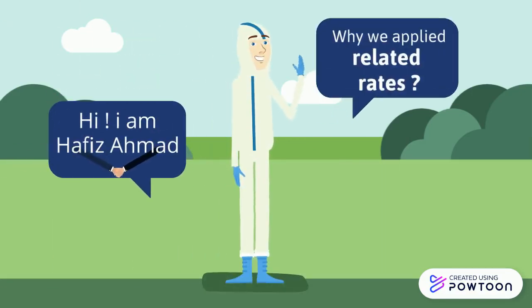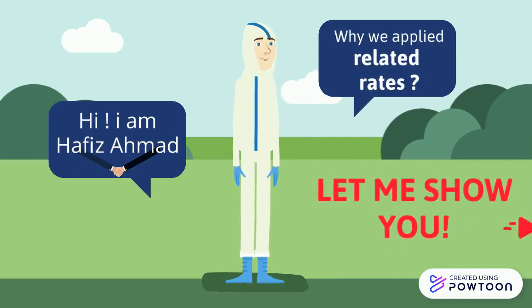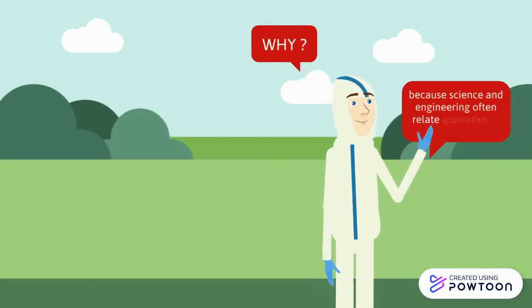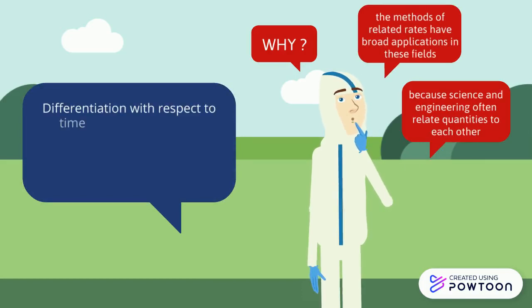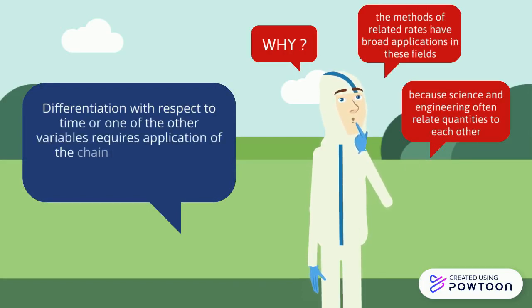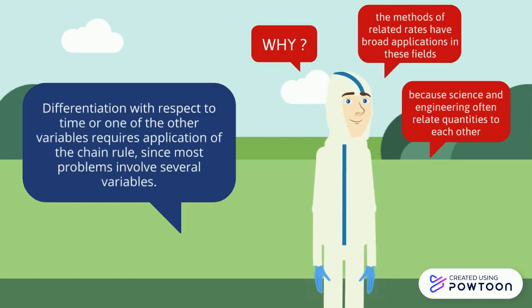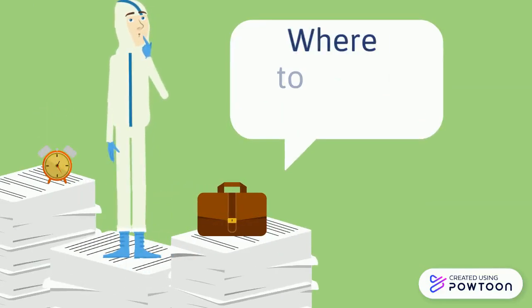Okay, guys, have you ever thought why we apply related rates? It is because science and engineering often relate quantities to each other, and the methods of related rates have broad applications in these fields. Differentiation with respect to time or one of the other variables requires application of the chain rule since most problems involve several variables. The next thing is where we apply related rates.